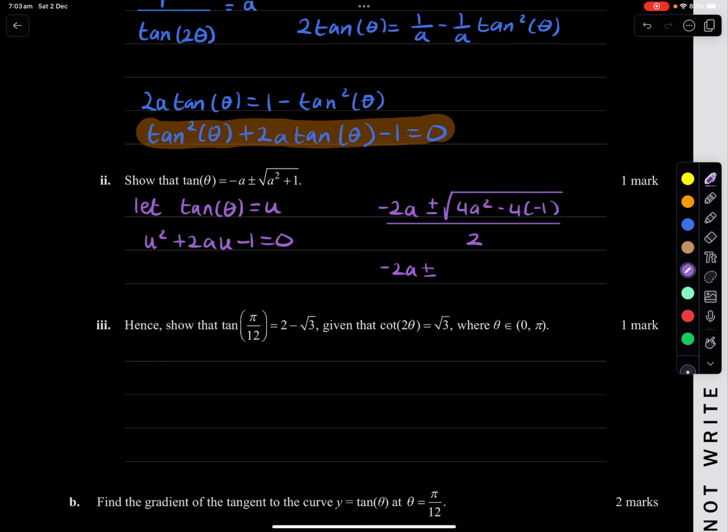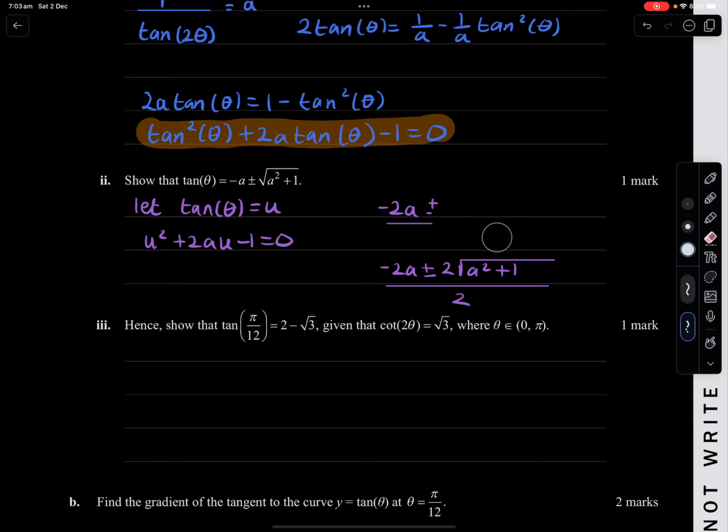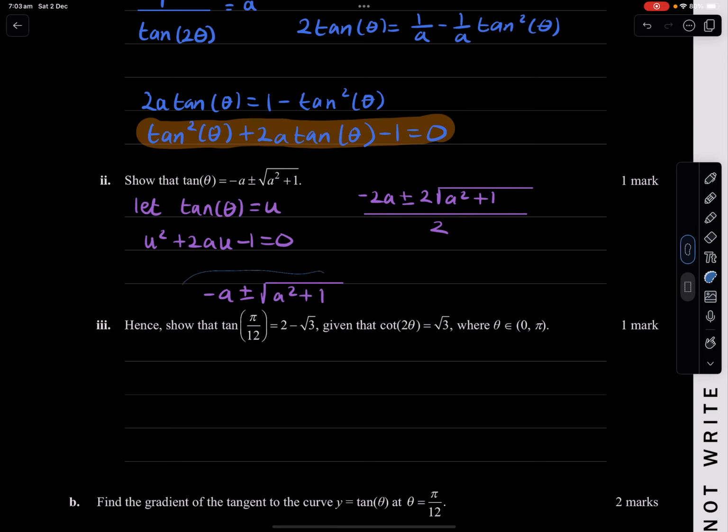We can take 4 out from there, so it'll be just 2 inside the square root, which gives us a squared plus 1 all over 2. Now we can get rid of a 2 because of the common factor. We can rewrite this as negative a plus or minus the square root of a squared plus 1. That's pretty much it, just using the quadratic formula. Nice and easy. This was not too bad.